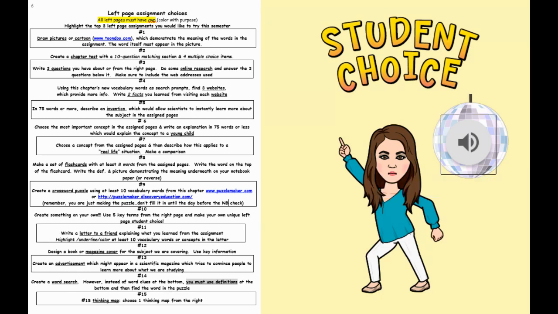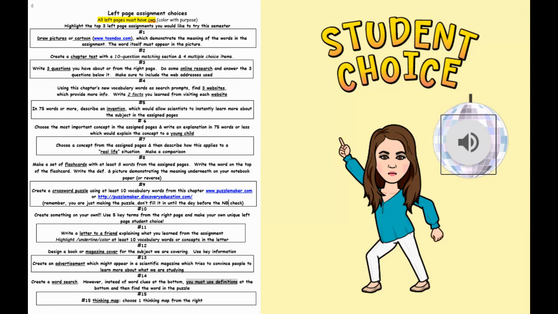This is the left page assignment choices. This is going to be a reference page for you to look back on when you have a student choice. You can pick any of these 15. You could make up your own. You can reuse them as many times as you'd like. So let's take a look at a few.